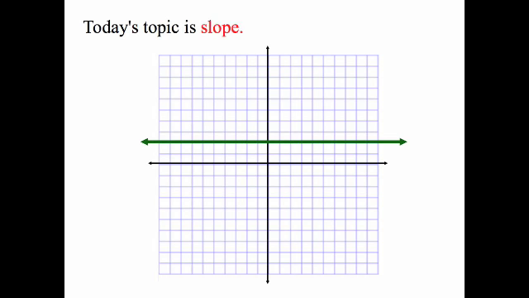Today's topic is slope. When we graph lines on a coordinate plane, all lines have an angle relative to the x and the y axis, as does the green line here. Mathematicians have decided to assign a number to each line to help indicate its angle on the coordinate plane. This green line is a horizontal line. Horizontal lines are said to have slope equal to 0.